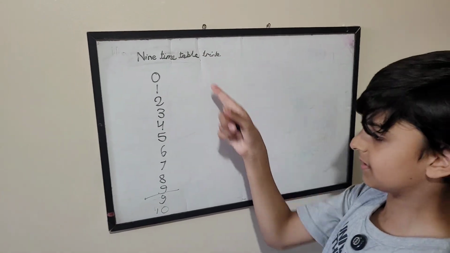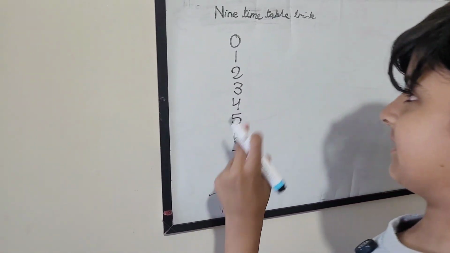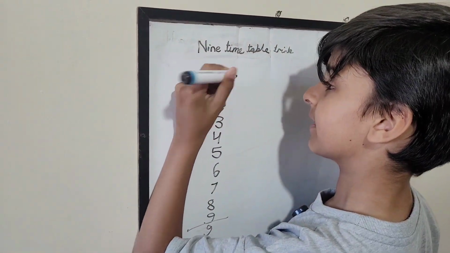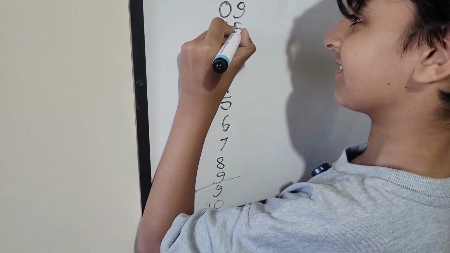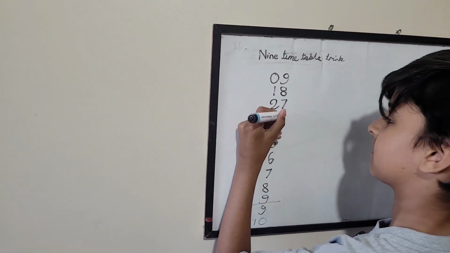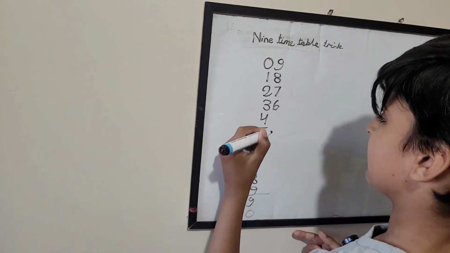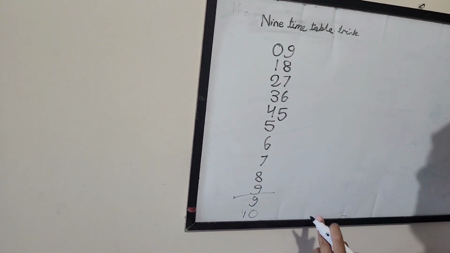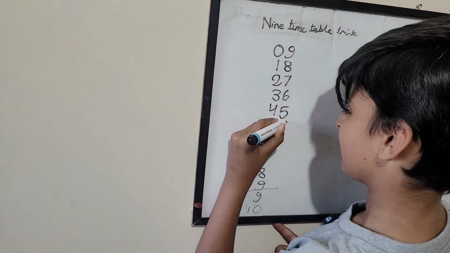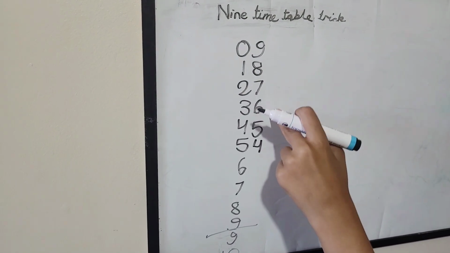So we need to write these numbers backwards, from bottom to top, instead of top to bottom like these ones. So 9, we'll go here to make 9, and then 18. 7 goes in 2 to make 27. 6 goes in 3 to make 36. 5 goes in 4 to make 45. And then 4 goes in 5 to make 54. You see? We're getting it correct now. 9, 8, 7, 6, 5, 4.